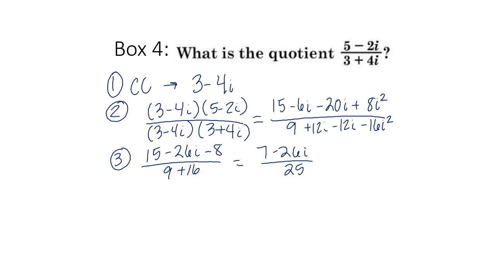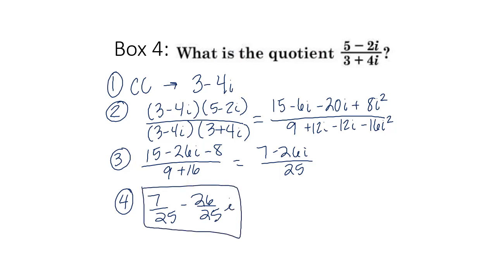So then step 4 is to write it in what form? A plus bi. So yes, that means we're separating our two terms. So we have 7 over 25 minus 26 over 25i. And that is our final answer. And fractions are our friends. Are you sure? Yes. Anyone's like, this is not gonna work.